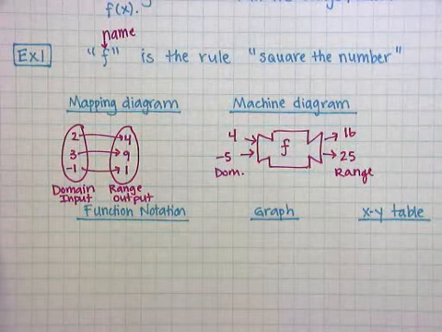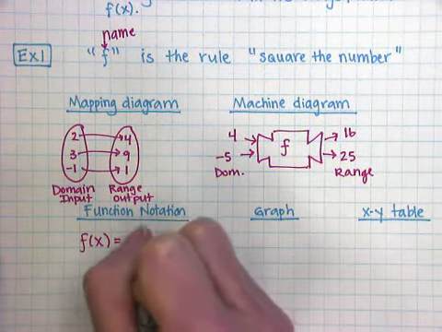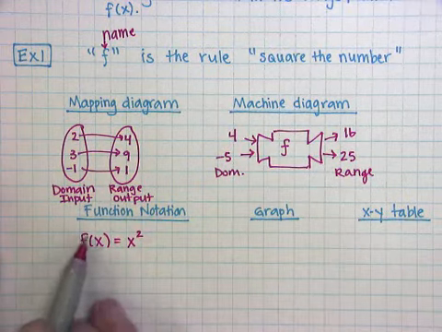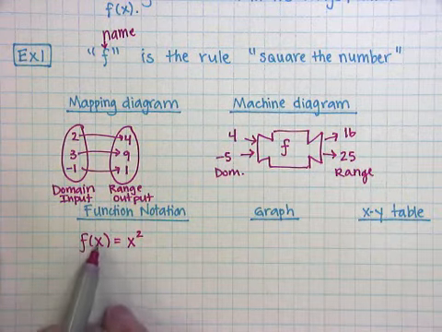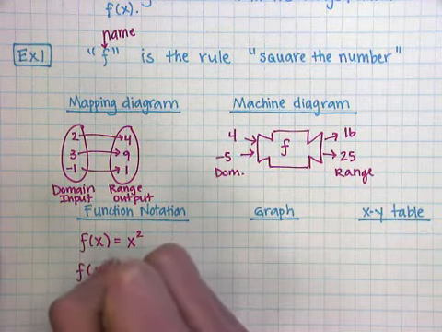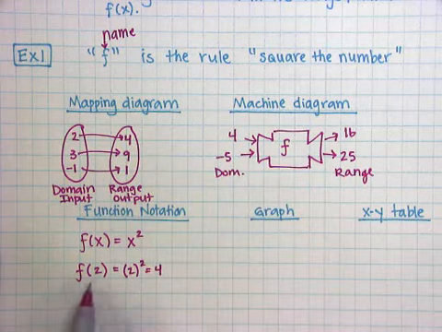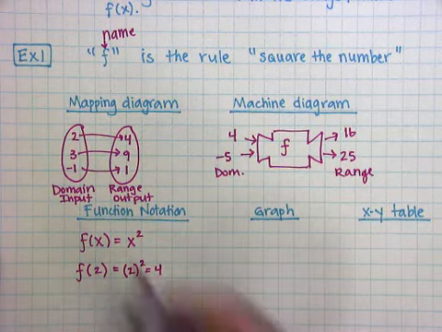Now you can also represent it using function notation. Here I would say f of x is equal to x squared. The name of the function comes first. This tells you what to input and tells you what to do. So for instance, if I was asked to find f of 2, I would say 2 squared is equal to 4. When I plug 2 in, what I get out is 4.